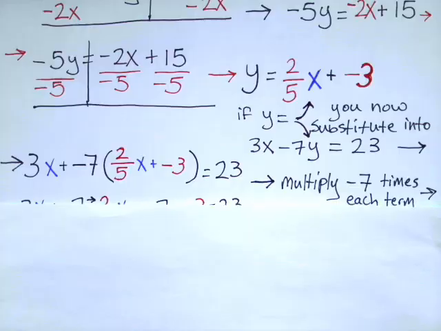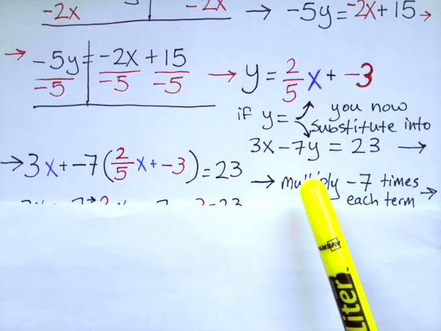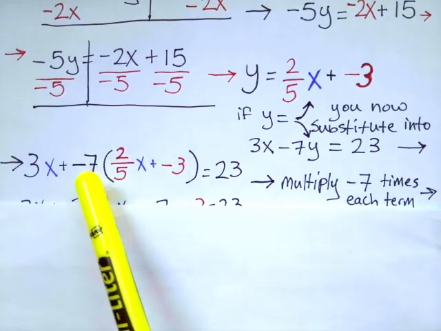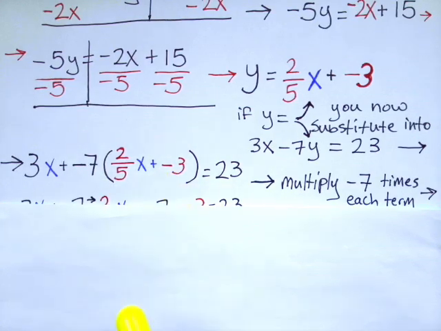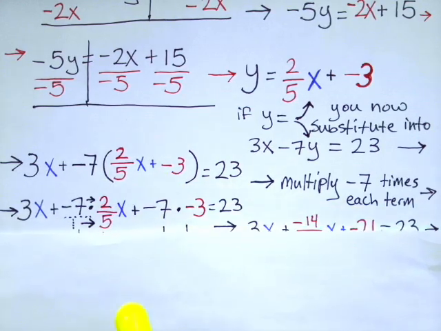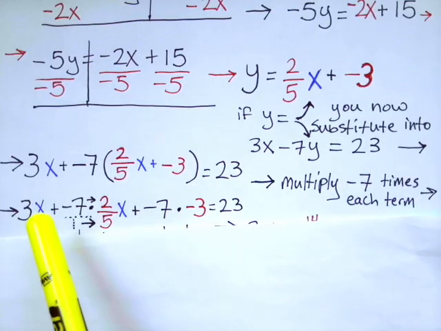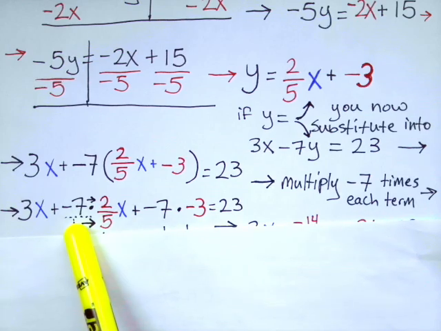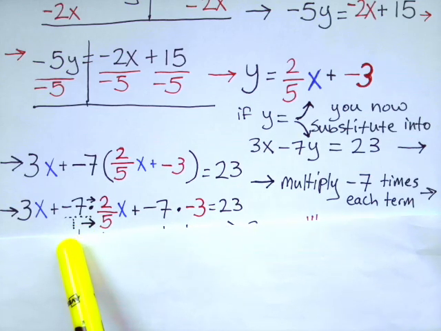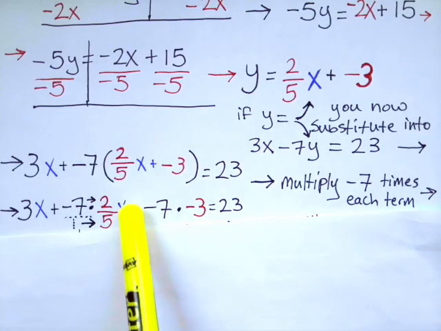Now, step 1 here is to multiply that negative 7 times each term. It's called distribution. I'm going to multiply that negative 7 times both of those terms, and I'm going to show you that here and now. So negative 7 times 2/5 x. Remember, there's an invisible 1 underneath that negative 7. If you don't know about invisible ones, check out my video on invisible ones.